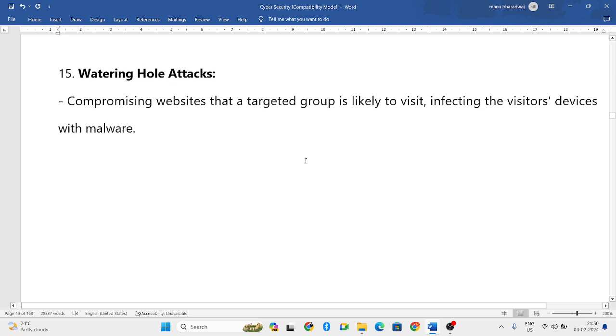Next is watering hole attacks. This is usually done to targeted people, where their devices suddenly stop working or get infected. Their systems will be infected with malware or malicious software. That is watering hole attacks. So these are the methods of operation used by cyber criminals.